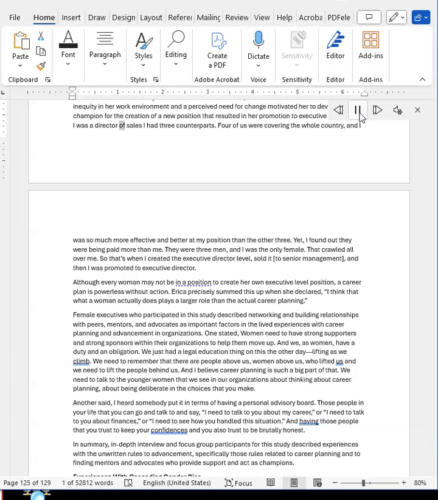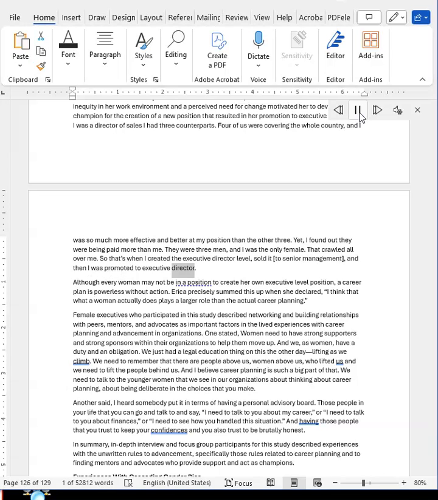"When I was a director of sales, I had 3 counterparts. 4 of us were covering the whole country, and I was so much more effective and better at my position than the other 3. Yet, I found out they were being paid more than me. They were 3 men, and I was the only female. That crawled all over me. So that's when I created the executive director level, sold it to senior management, and then I was promoted to executive director."